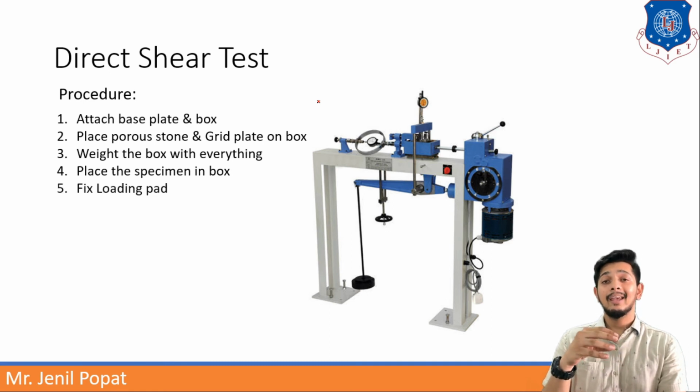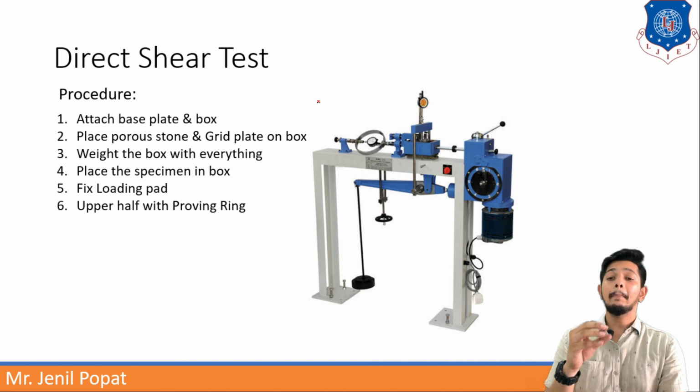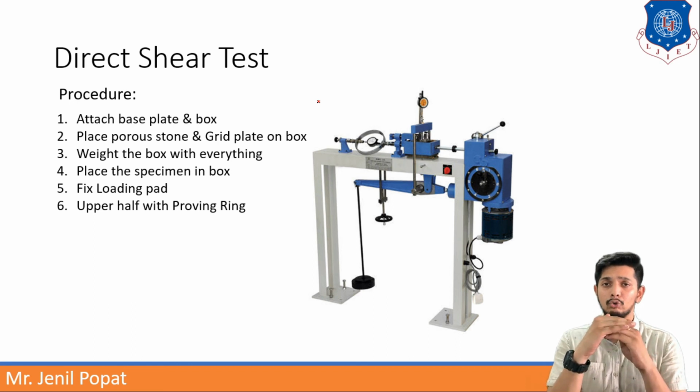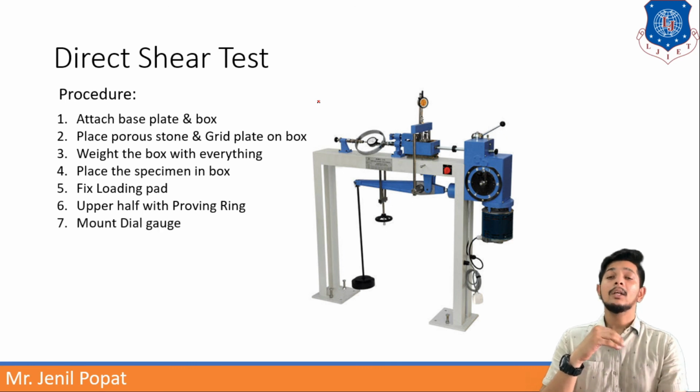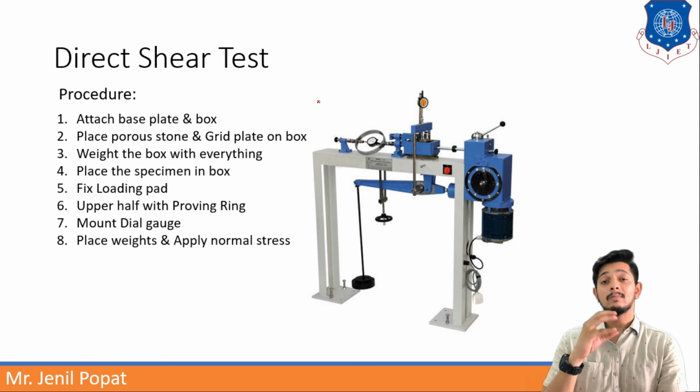Then you have to put again a grid plate as well as porous stone on that, and you have to fix a loading pad. What will the loading pad do? It will distribute the load uniformly into the soil. So you have to fix the loading pad, and also the upper half with the proving ring. The box is generally in two parts. In the upper part you have to attach the proving ring, and in the bottom part you have to mount the dial gauge. Then you have to place the weights and apply normal stress. In this figure you can see a black rod and weights attached to it.